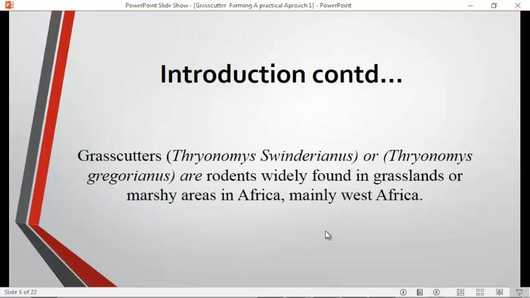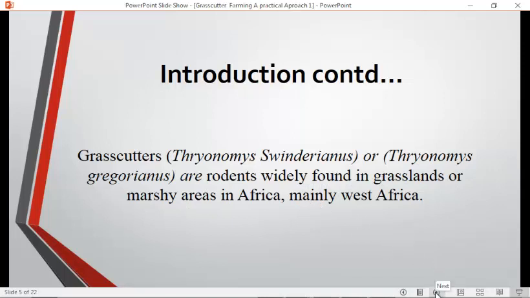Now, part one, introduction. Grasscutters, and this is the scientific name, Trionomys sideranus or Trionomys gregorianus. This is the scientific name of grasscutter. There are basically two species, the black species and the brown species. They are all rodents widely found in grassland or marshy areas in Africa, mainly West Africa.